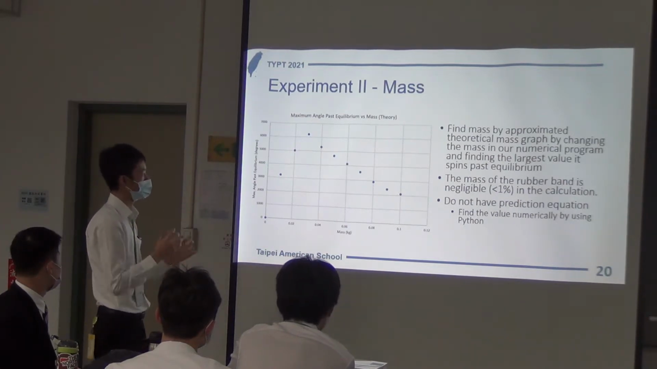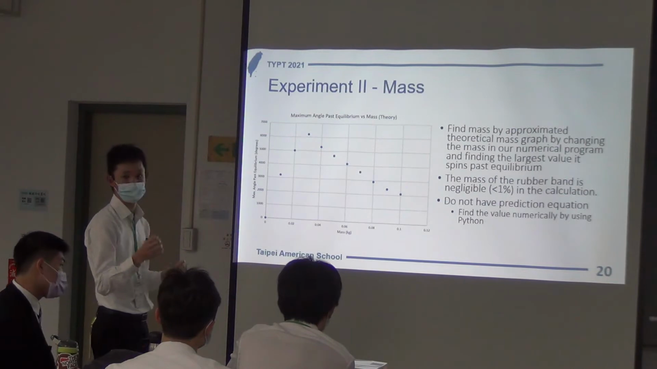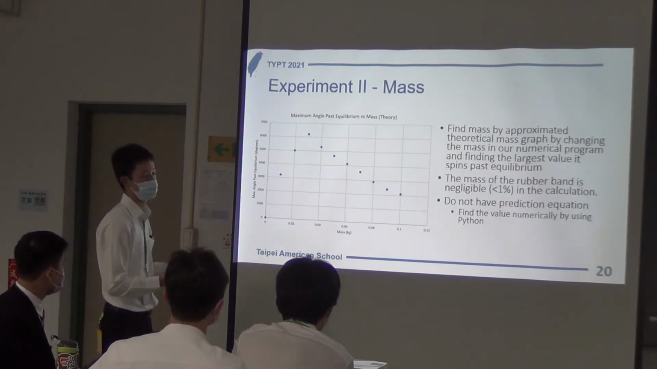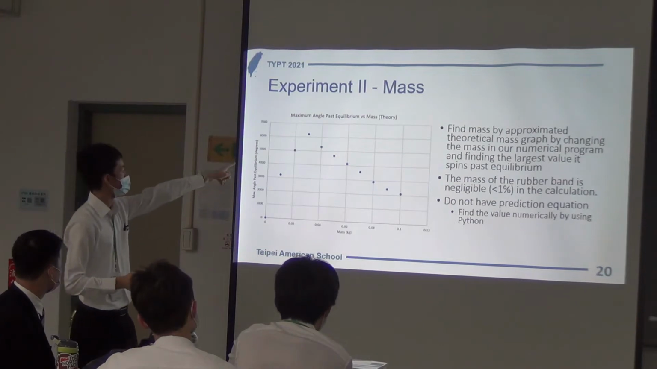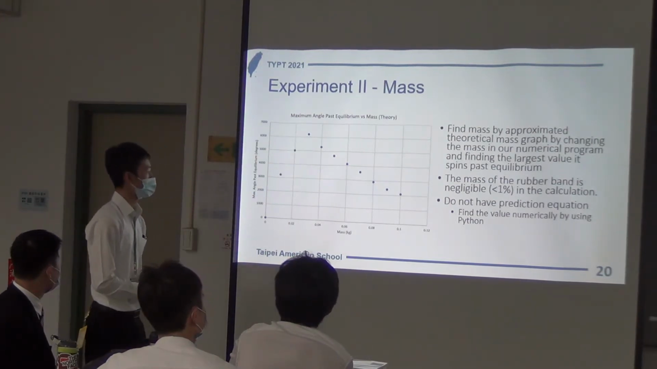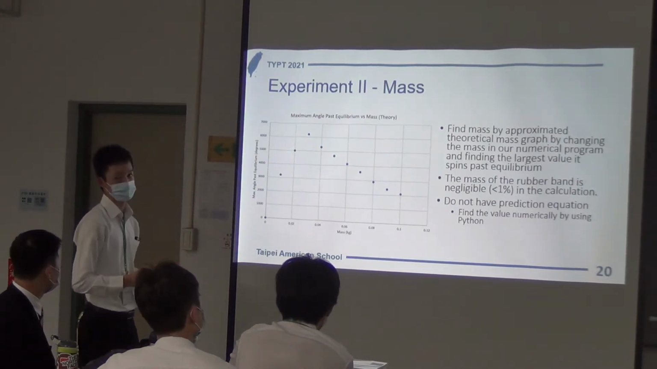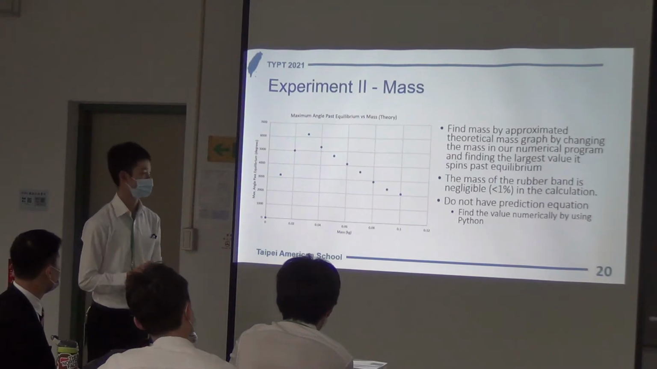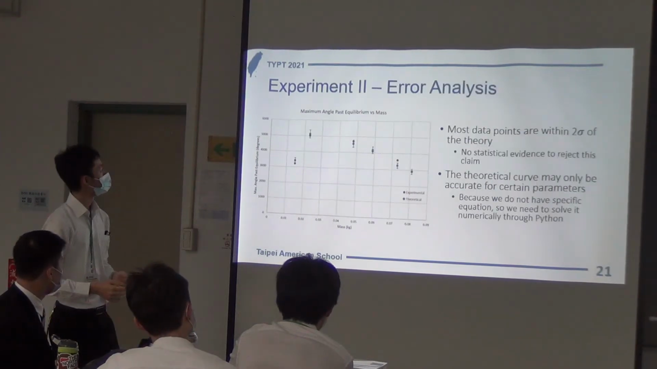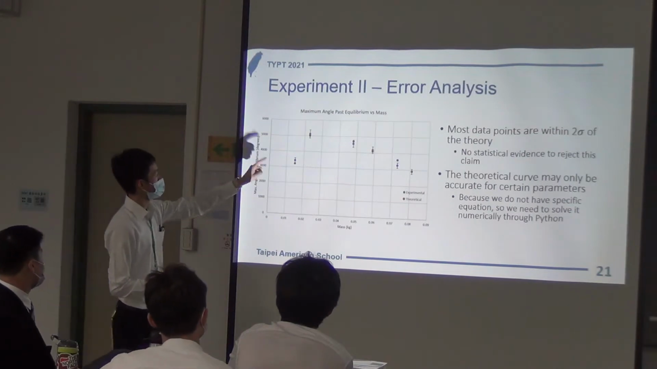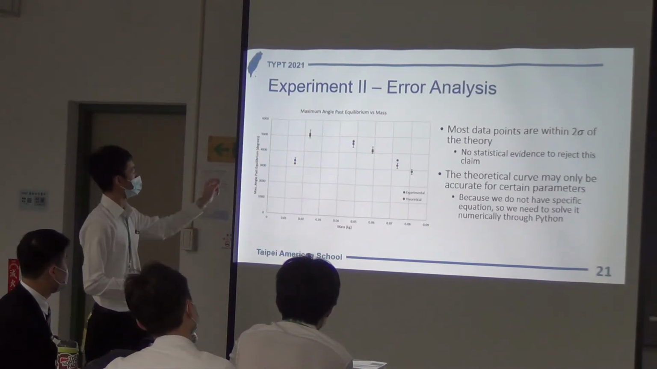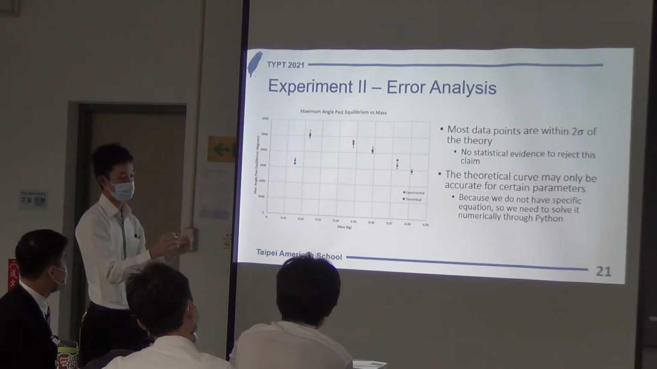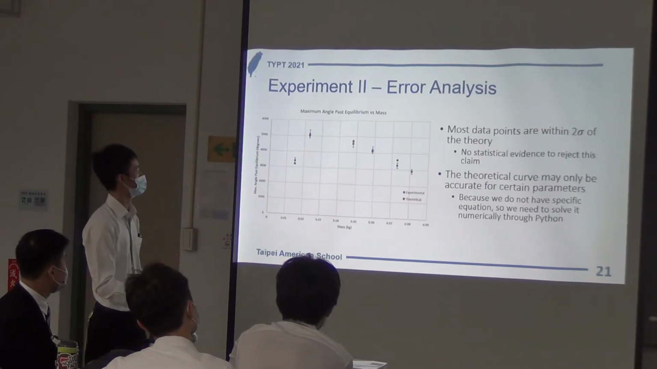So we do that by approximating, by changing the mass in a numerical program and finding the largest value it spins past equilibrium in that program graph. And here are some sample points plotted over here. Note that the mass of the rubber band is negligible because it accounts for less than 1% in the calculation. Next. So here, we actually have 1, 2, 3, 4, 5, 6 different masses we tested, and we have our 6 corresponding Python numerical solution points over here.